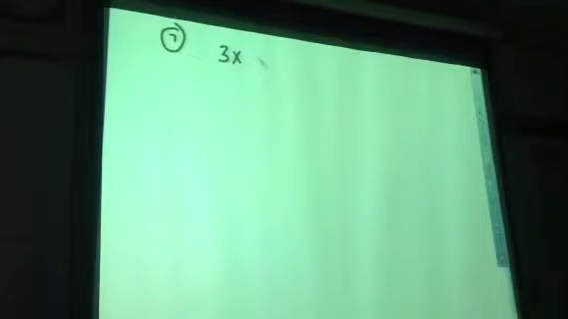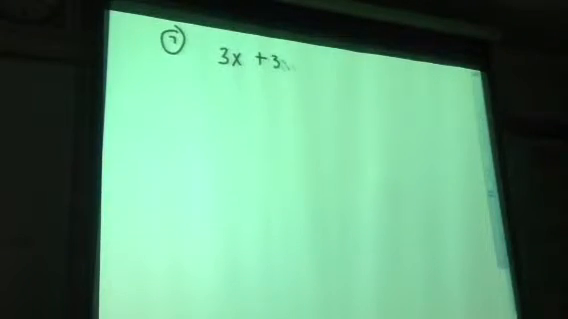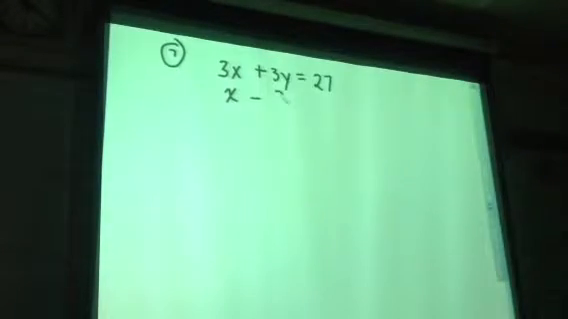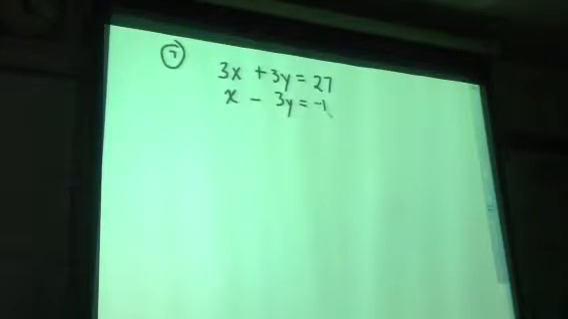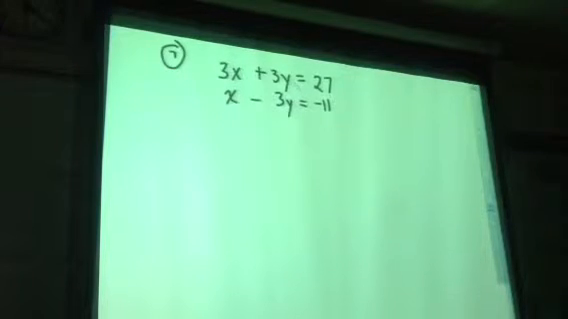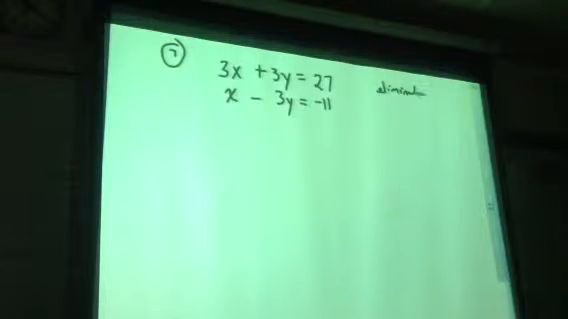Number 7. I know you're saying to yourself, oh, that's easy. 3x plus 3y equals 27. And then x minus 3y equals negative 11. And if you're using the addition method, or actually the elimination method, what's going to drop out automatically?